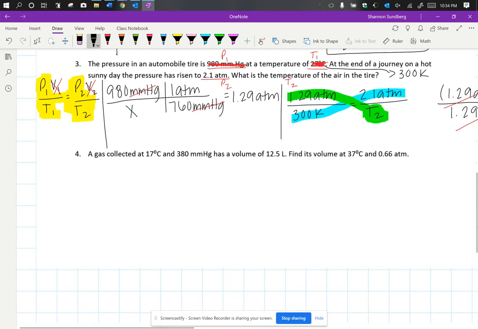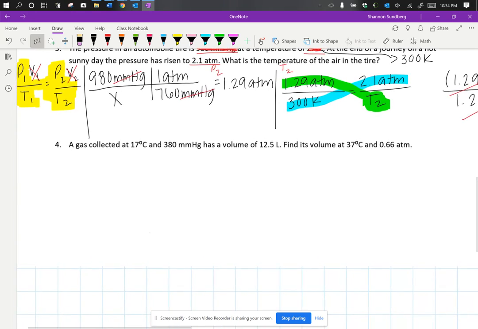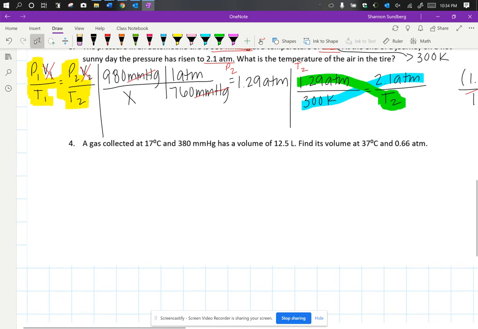Last one here. A gas collected at 17 degrees Celsius and 380 millimeters of mercury has a volume of 12.5 liters. Find its volume at 37 degrees Celsius and 0.66 atmospheres. Again, bit of a hot mess. They gave us Celsius, and they gave us different pressure units.